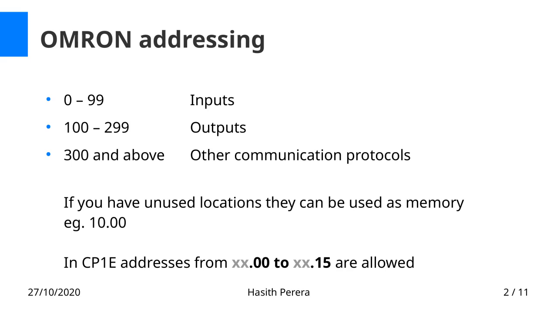One other thing I want to note here is that if you take some address, let's say 0.00, in CP1E you can have up to 16 addresses. That means you can go from 00 to 15. So that is one important thing to note as well.